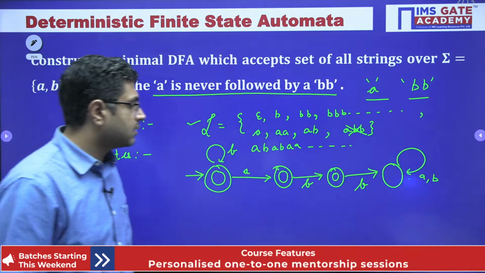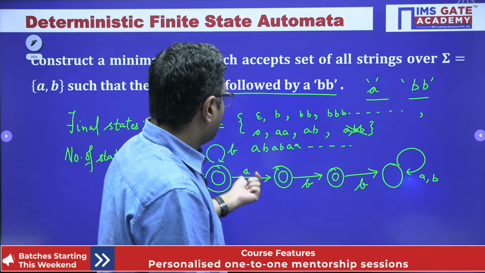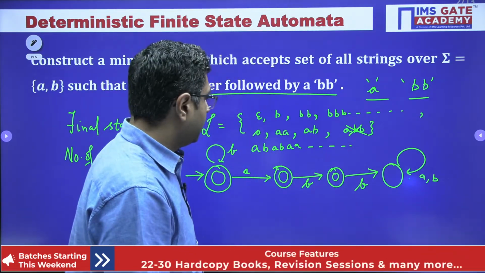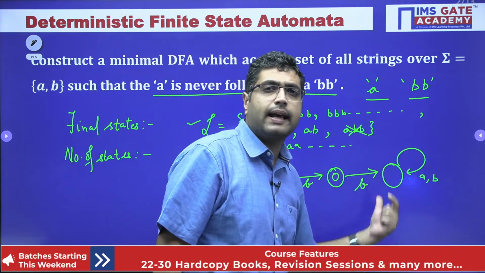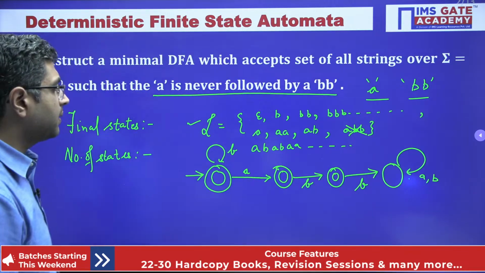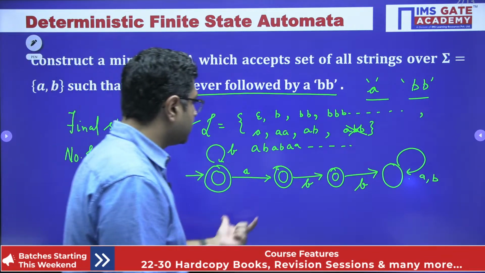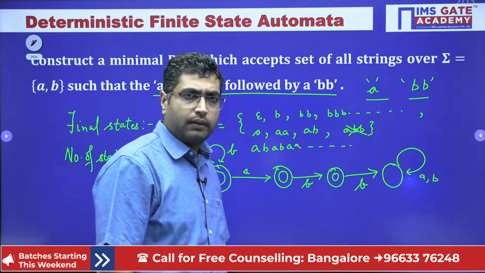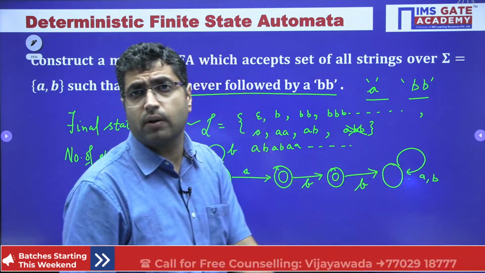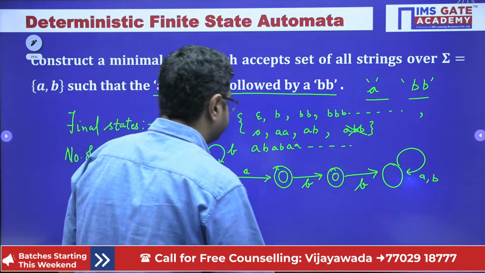Why are we doing this? Because here a has been followed by bb. That means this state needs to be rejected, right? So here a is being followed by bb, which means we need to reject, so we go to a dead state, and whatever comes after it does not matter to us at all, right? That makes sense?